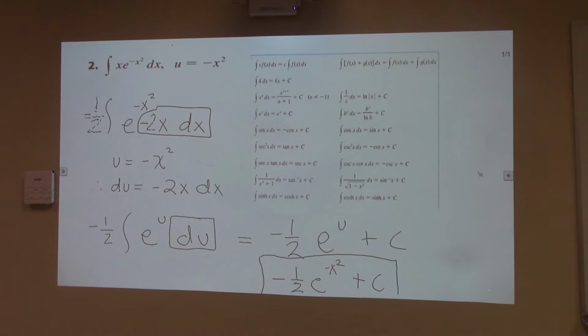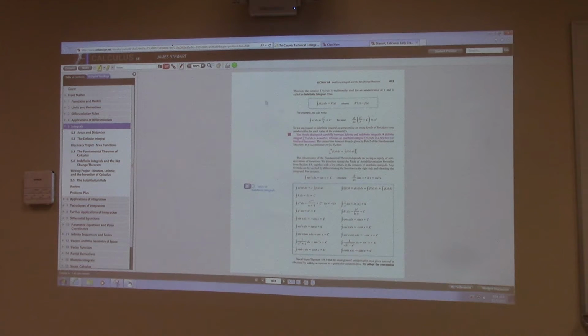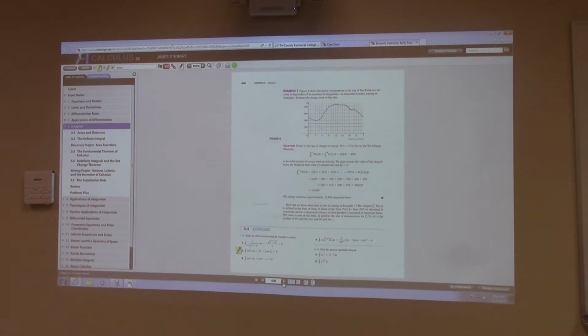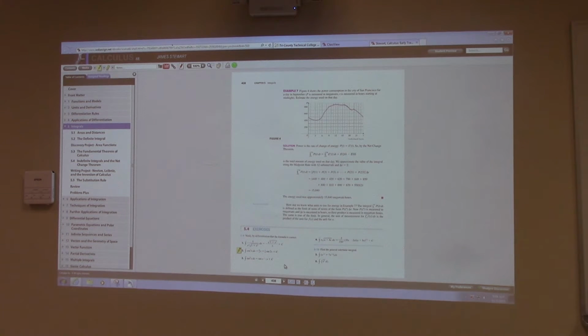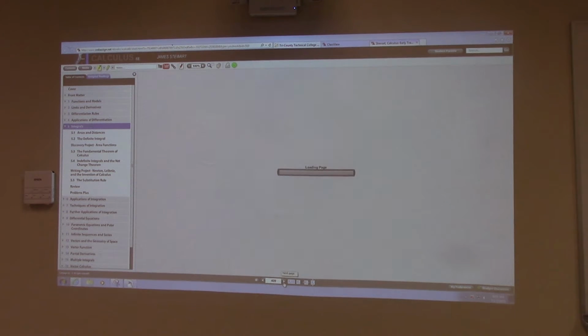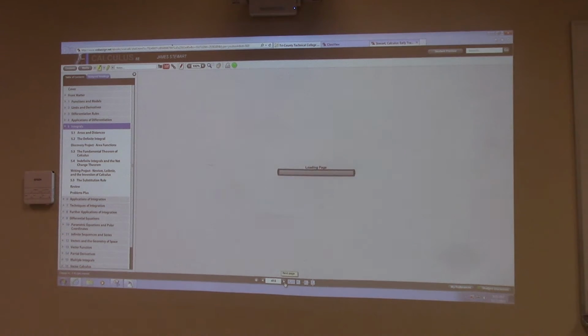All right, time for a trigonometric one, so we can discourage you. Where is the trig? Let's see. I don't forget what page we were on. Here we go. Let me pick one out. Is this the right section? That's 5.4. I want 5.5, substitution.